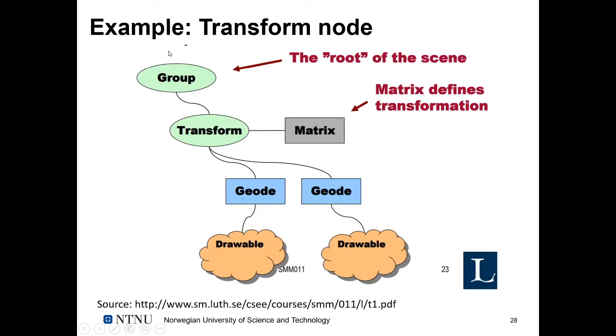So basically you start with the group node, where you gather all the geodes that should be transformed in the same way, and this is of course transformed by some input matrix that you will fetch. And all these geodes will then be transformed in the same way. And of course to these geodes you have these drawables connected. Note that geodes are basically leaf nodes, and these drawables are basically features connected to this node. So it's not really a node in its own right.